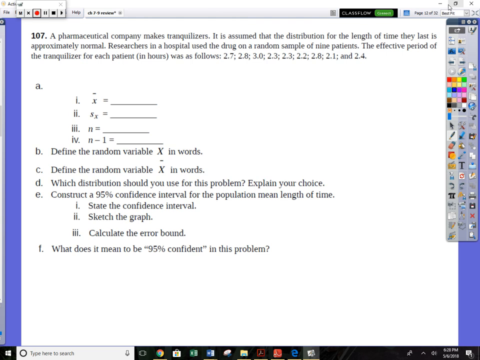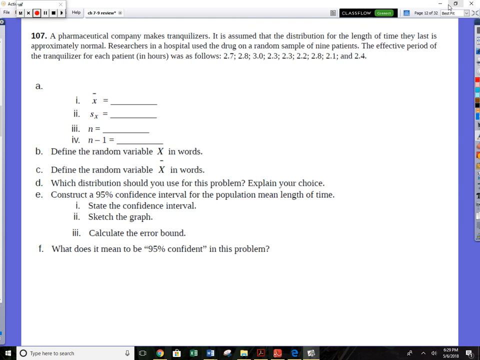Do we write down the t distribution? Maybe we don't need it. Okay, let's plug along and see what we got here.